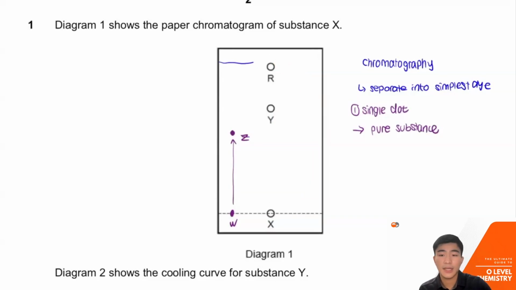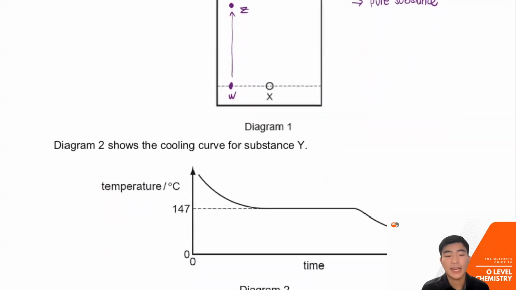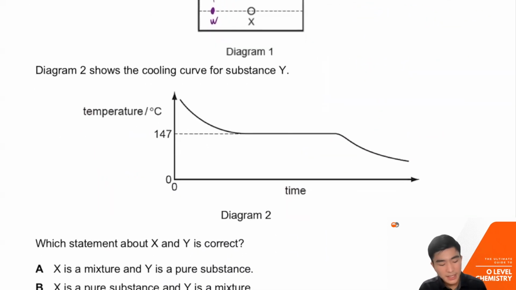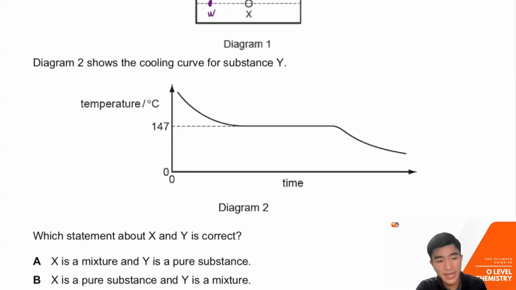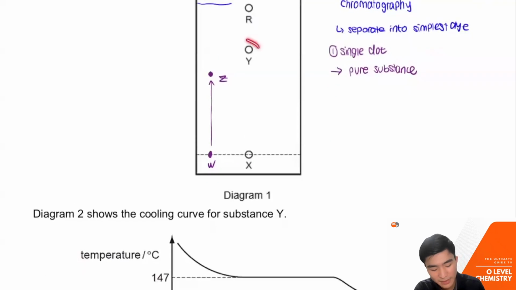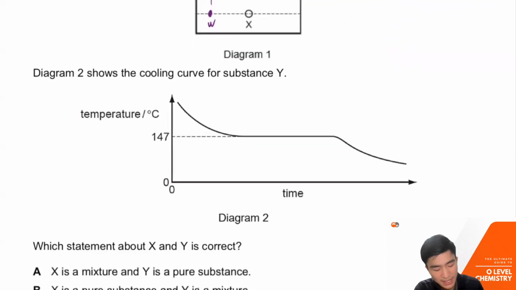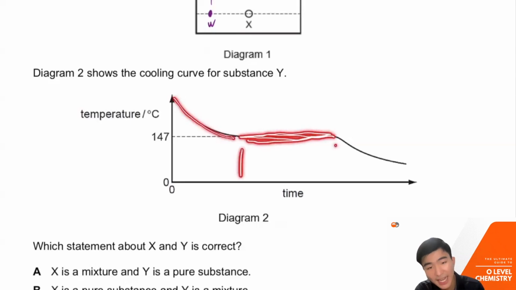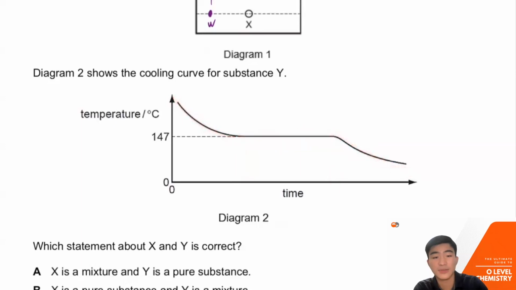Now what I'm going to do is look at the next diagram, and after that, let you compare something. Now, let's look at this. Diagram number 2 shows the cooling curve of substance Y. So substance Y is over here. Now, substance Y has a curve that is as such. The temperature goes down, there's a flat plateau in the temperature, a fixed temperature whereby over time, the temperature doesn't change. And then over here, the temperature starts to decrease.